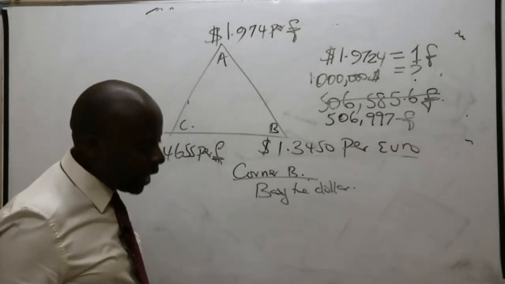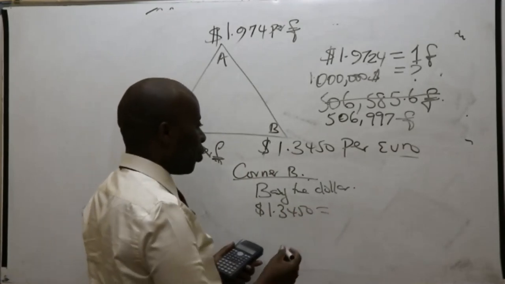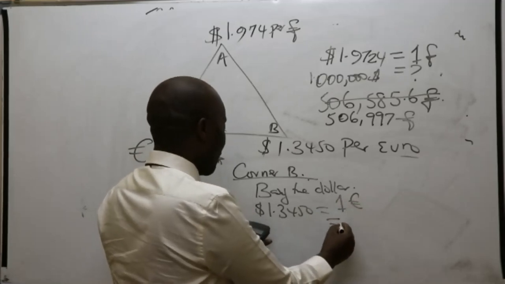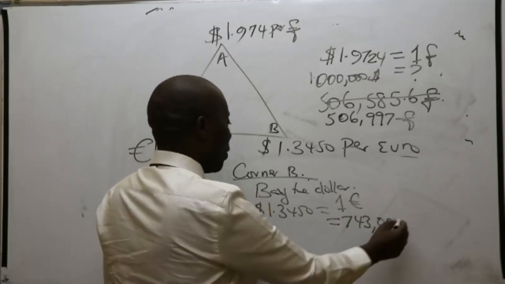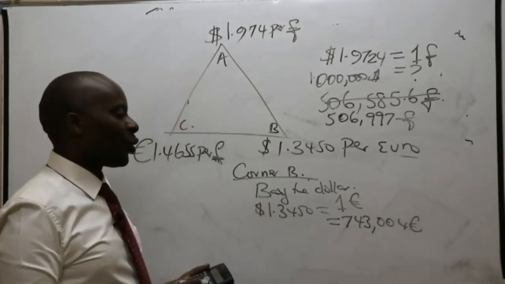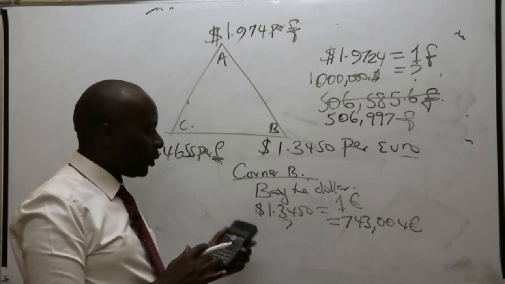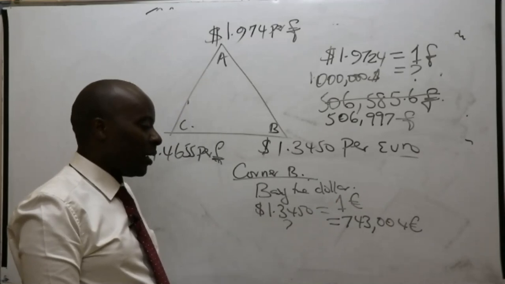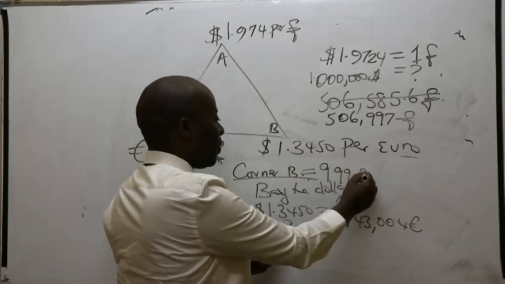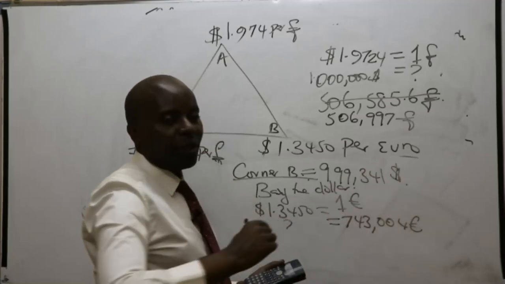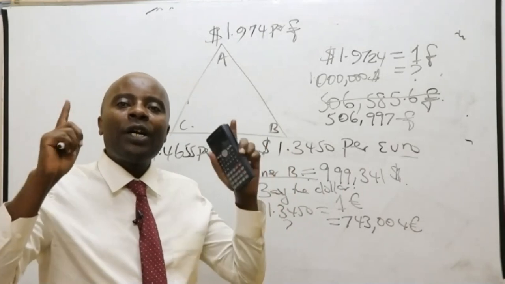So what figure do we have here, my friends? So we have here dollars 1.3450 equals 1 euro. How about 743,004.1 whatever 004 euros. So if you cross multiply here, what are we going to get at the end of the day? It will be times 1.345. So if you cross multiply like that, you will end up getting from this corner 941 dollars. Thereby giving you, remember you started with $1 million, and now your US dollars have shrunk.